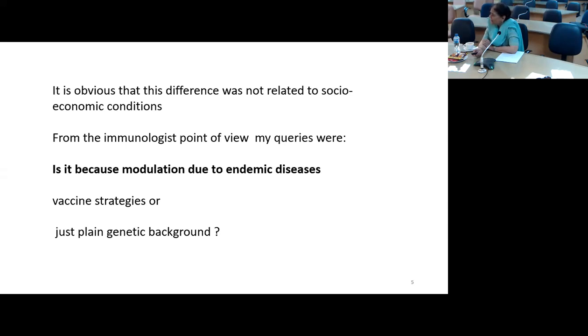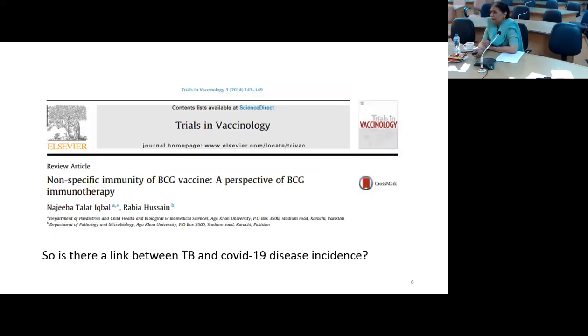There are lots of different vaccine strategies that are adopted in this country. Can it be related to that? Or just plain genetic background? Caucasians are different from the Middle Eastern genetic background. So these were the questions that came to my mind, and we'll see if we have anything in the literature that says so or not.